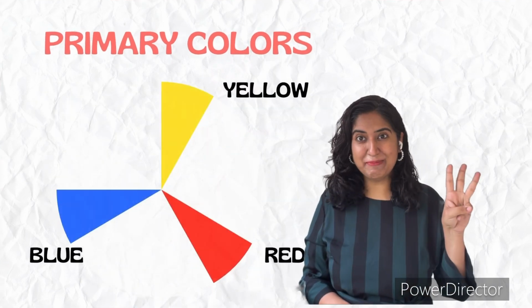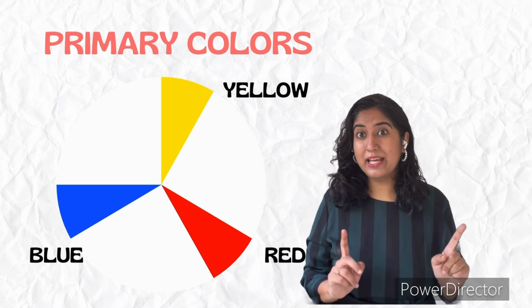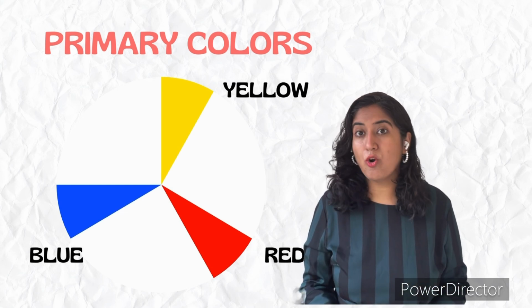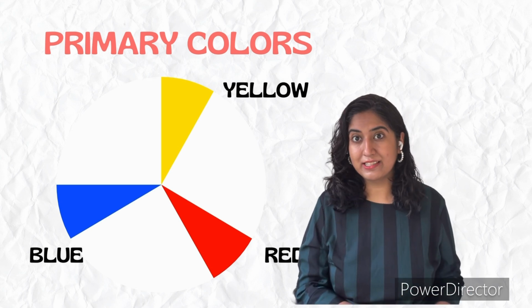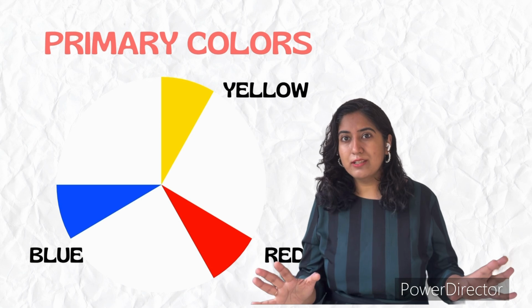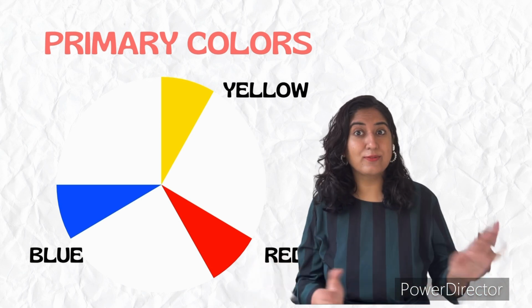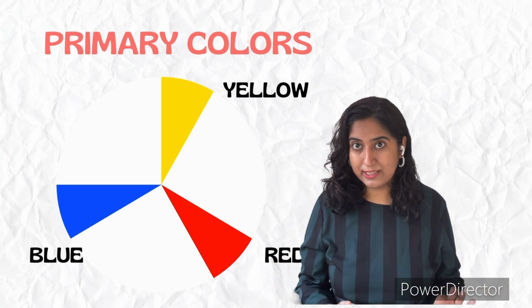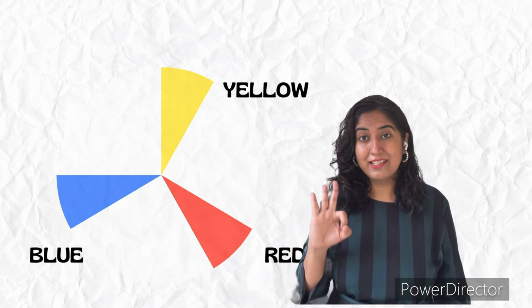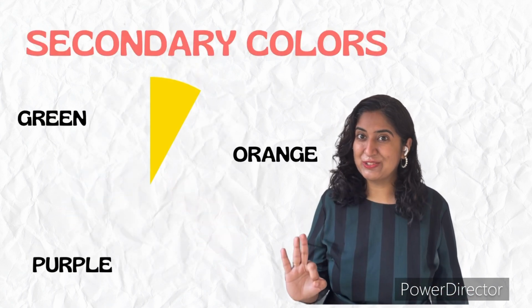There are three primary colors: red, yellow and blue. They are called primary because they cannot be created by combining any other colors. Some people say that there is a CMY theory, which says cyan, magenta, but that is for another video. Traditionally, you need to remember that there are only three primary colors: red, blue and yellow.